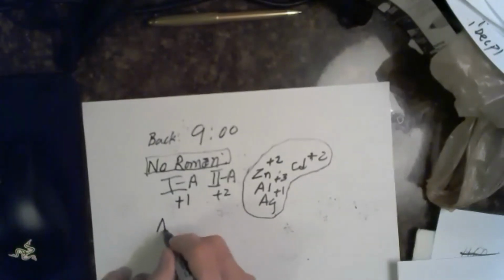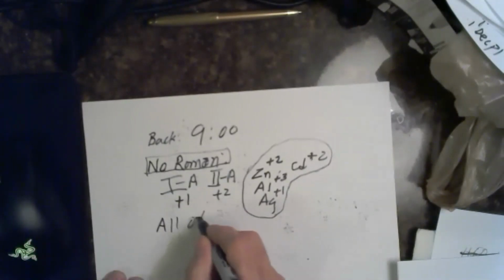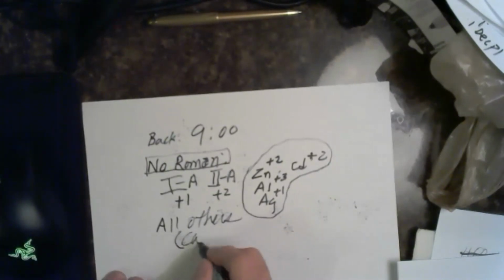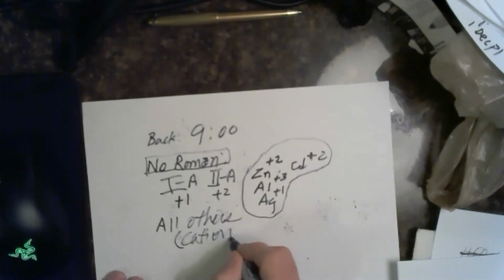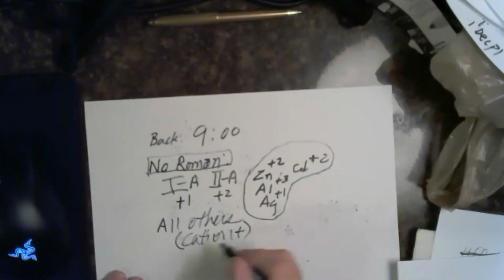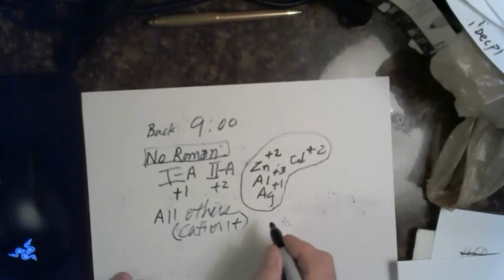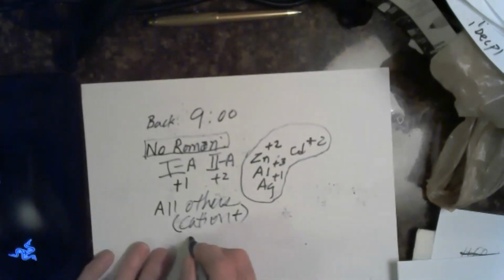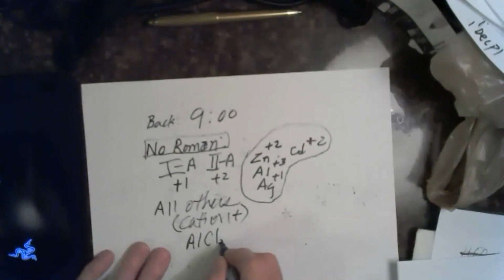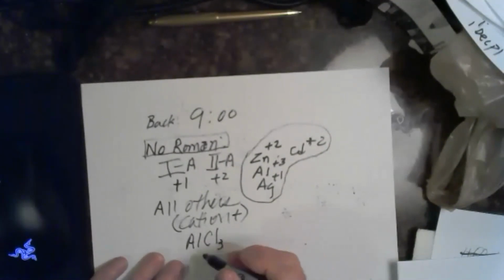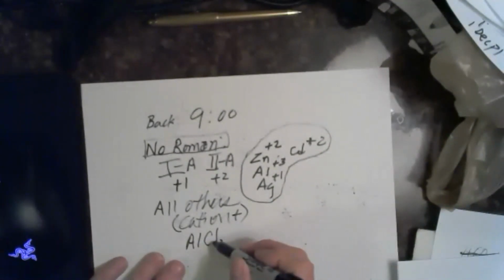All others, that is the cation, the positive ion, all others require a Roman numeral. So, for example, if I saw AlCl3 as a compound, I'm just going to call that aluminum chloride.